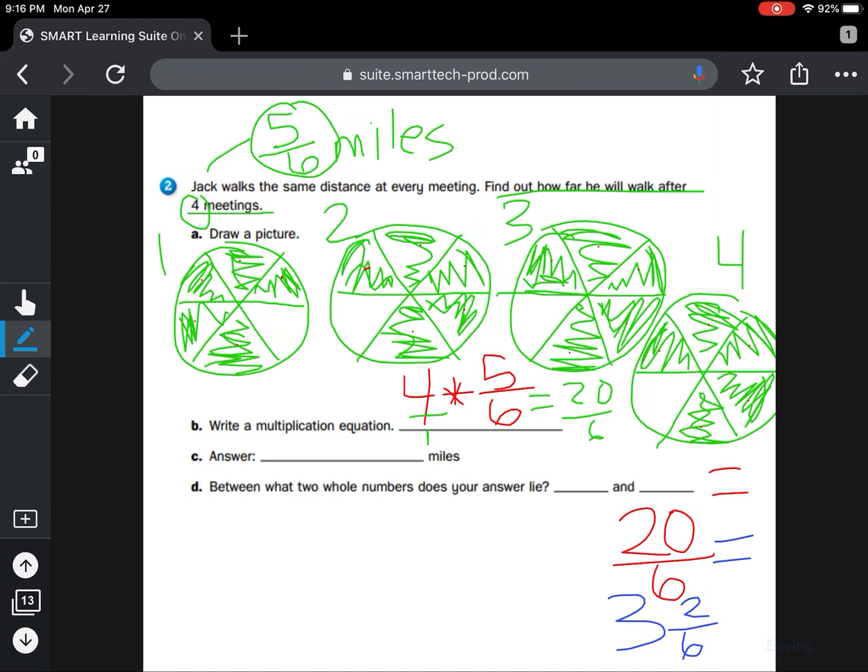Now that could be reduced down even further, but if you got your answer to 3 and 2/6 miles, I would definitely accept that. Then again, you have to tell between what 2 whole numbers your answer lies. So think about it, 3 and 2/6. It's more than 3, but less than 4. 3 and 2/6 falls between the whole numbers 3 and 4.